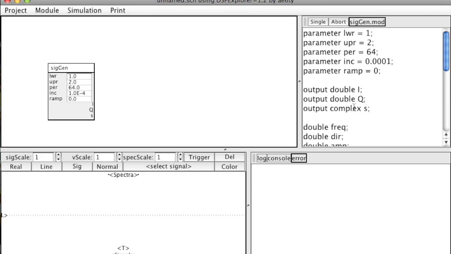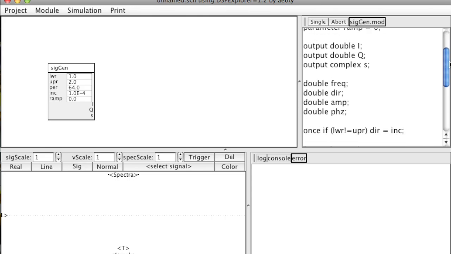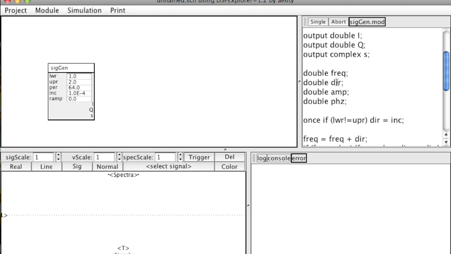The next thing I do is list my inputs and my outputs. Of course, there are no inputs to the Siggen model. You can actually put the output declarations anywhere, but I put them at the top. After the inputs and outputs, I declare the variables I'm going to use: our frequency, the direction that we're sweeping, the amplitude of the signal, and the phase of the signal.